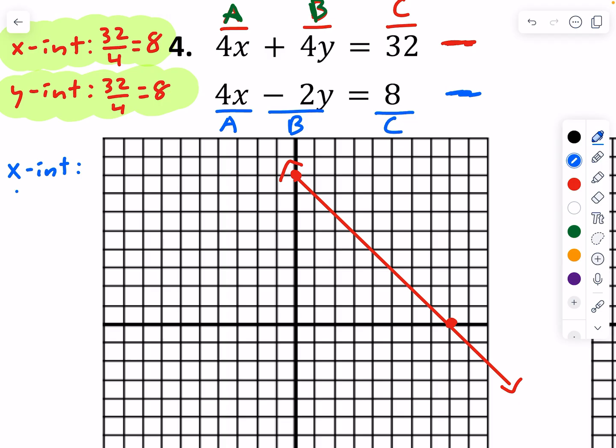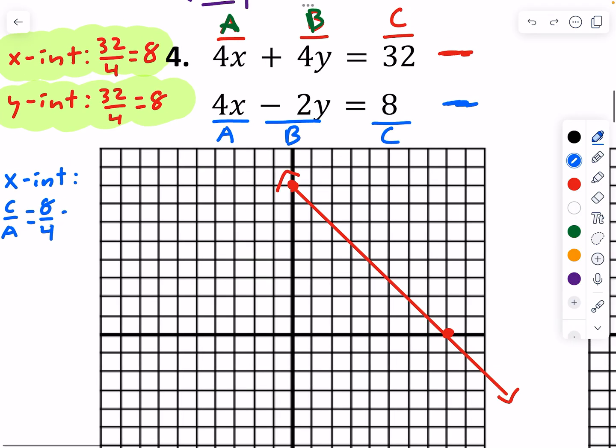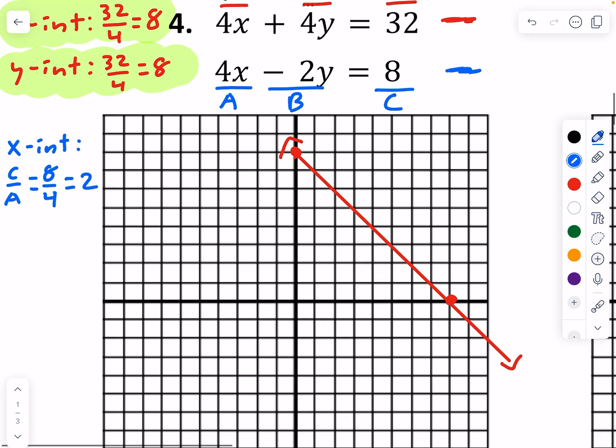It would be C/A, which is the same thing as 8/4. Okay. If you're not sure where that came from, C/A, which is 8/4. And when you do that, you would get 2. Again, that is my x-intercept.